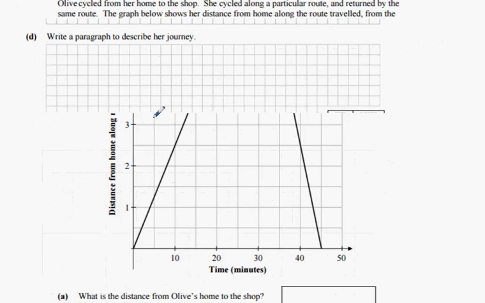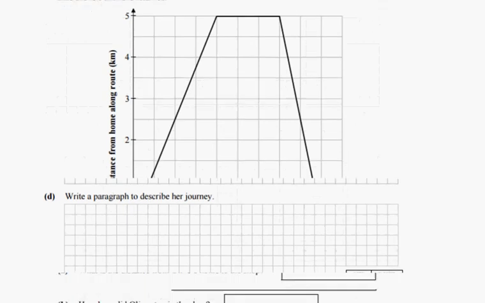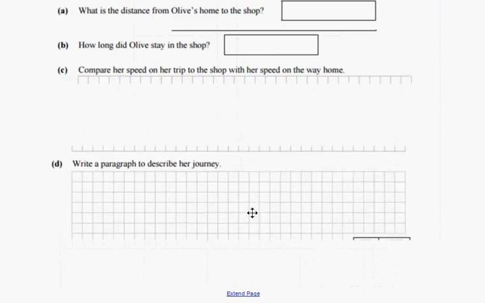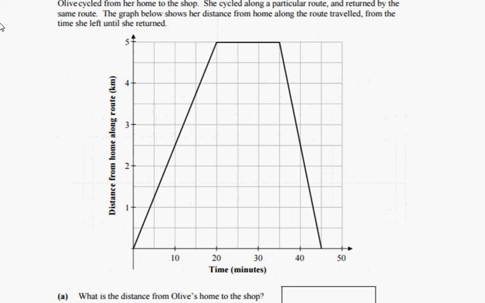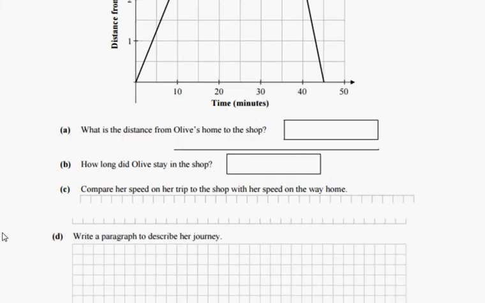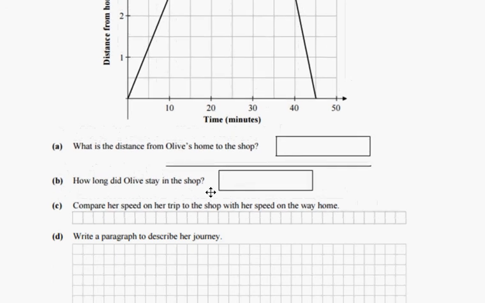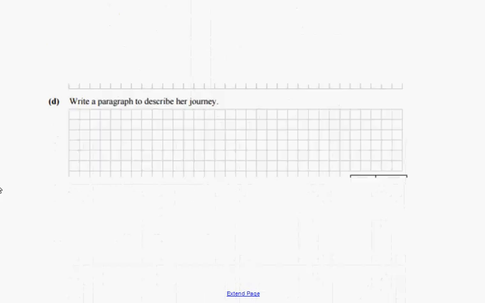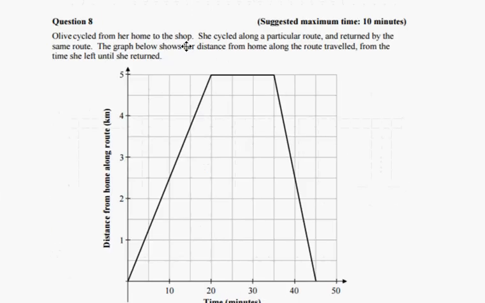Question 7 we're not doing. So now we're on to question 8. Olivia cycled from her home to the shop. She cycled along a particular route and returned by the same route. The graph shows her distance from home along the route travelled from the time she left until the time she returned. Okay, so each block is worth 5 minutes.